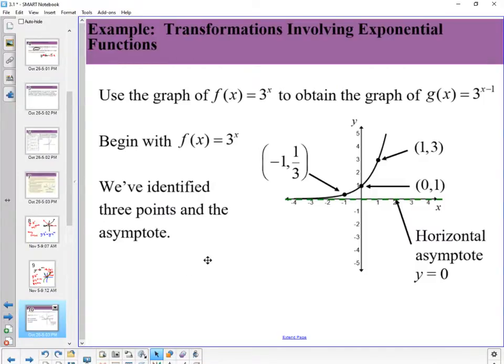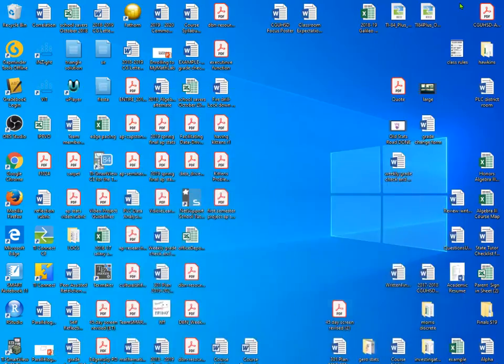Fantastico. All right, so we're looking at this function. Take a look at what we have here. Wait, where's the rest of mine? Oh, I'm just going to use my calculator. Whoa, welcome to infinity.